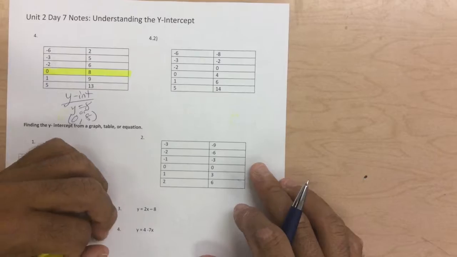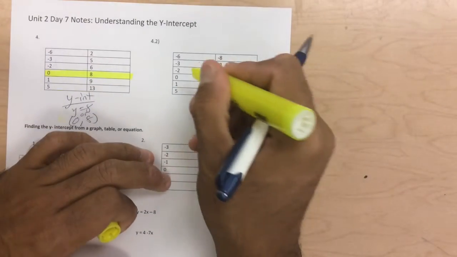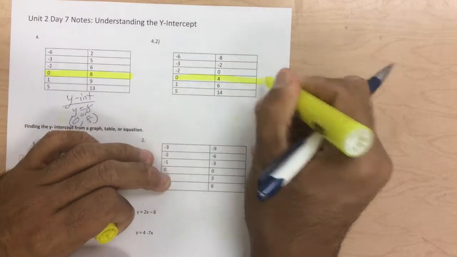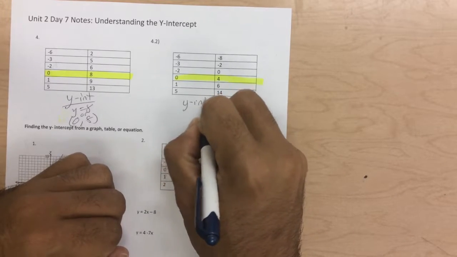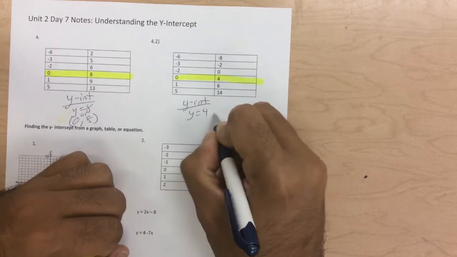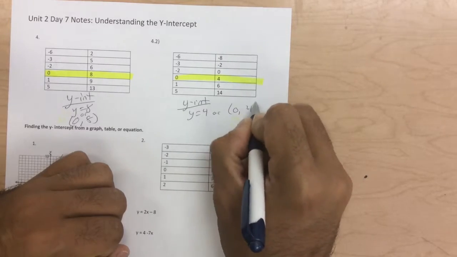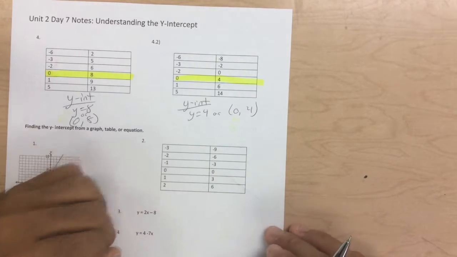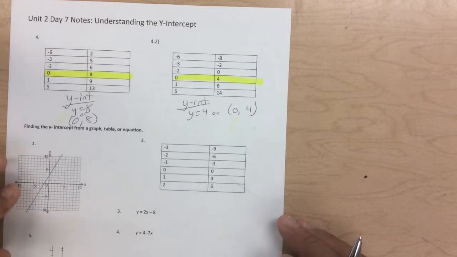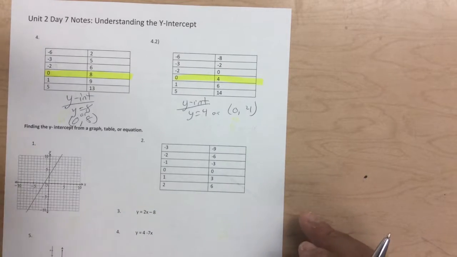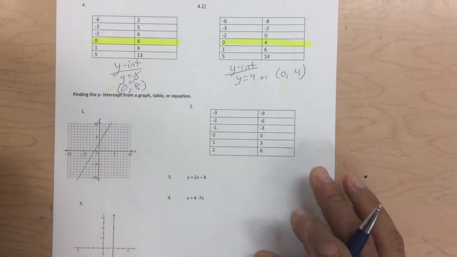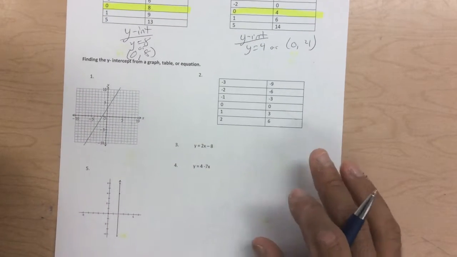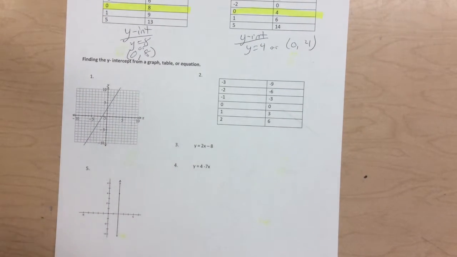Now 4.2. Same idea, locate where the x is 0, right here. Therefore, your y-intercept is 4. So y equals 4, or you can say 0, 4. Now, you take a moment to do 1, 2, 3, 4, and 5. And yes, 5 is a little bit tricky, but see if you can do that problem. And go ahead and pause the video so you can have some time to work them out.